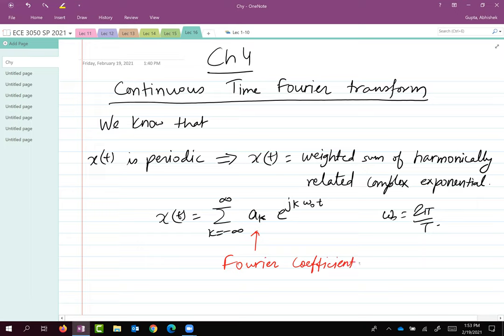And these ak's are called Fourier coefficients. And the other thing to notice is this is an infinite sum. Can we not assume that it's an infinite sum based on the fact that it's going from negative infinity to infinity? Or is that the tell sign? This is just an observation. There's no assumption involved here. This is just an observation that if you have a periodic signal, it's the infinite sum of Fourier coefficients multiplied by the harmonically related complex exponentials.